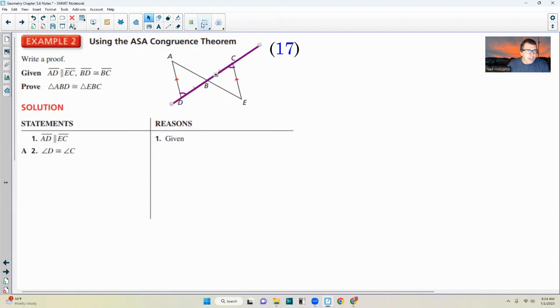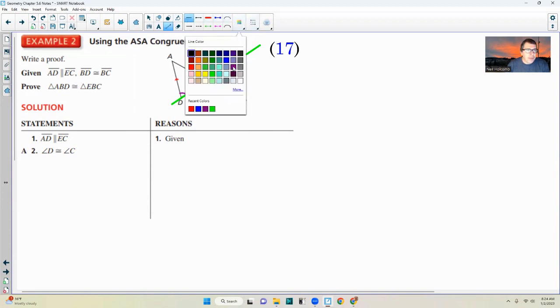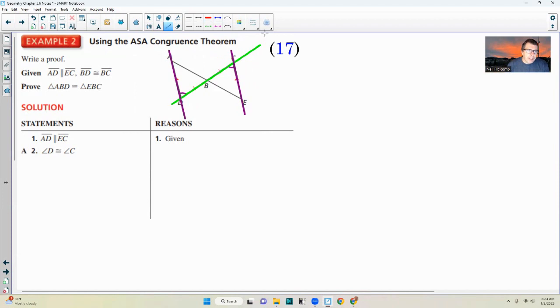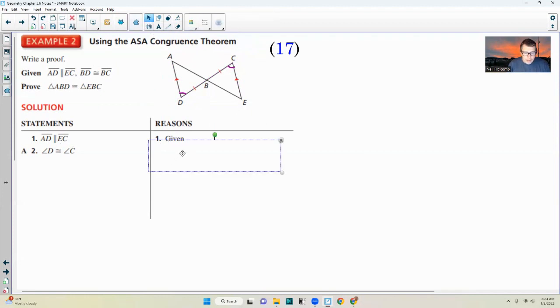And if I can make it even clearer, I'll turn that green, whatever. I wanted to draw another segment. And let's make this one purple and thinner. So here's what we have. These two lines are parallel, cut by a transversal. So now can you see these two angles are alternate interiors? All right, so that's what we're talking about here. Angle D is congruent to angle C because alternate interior angles are congruent.